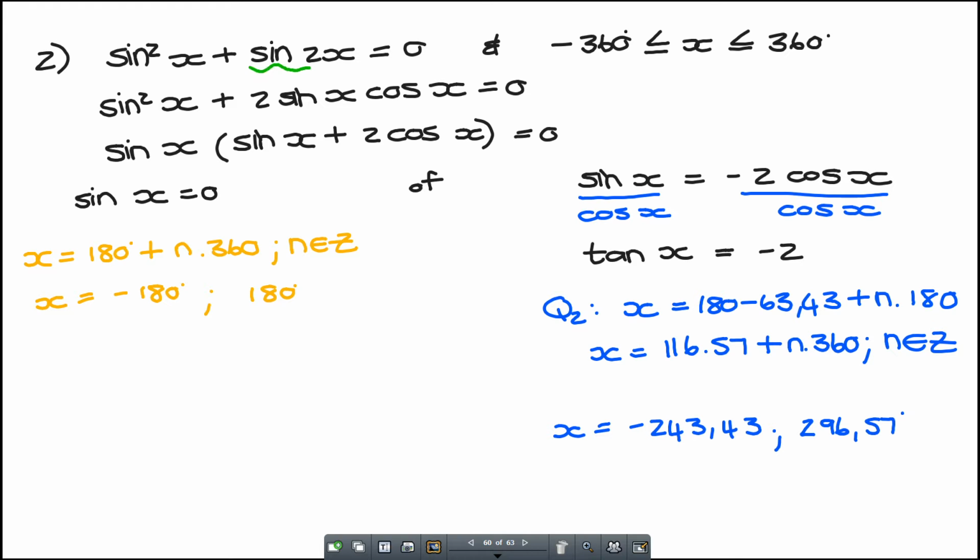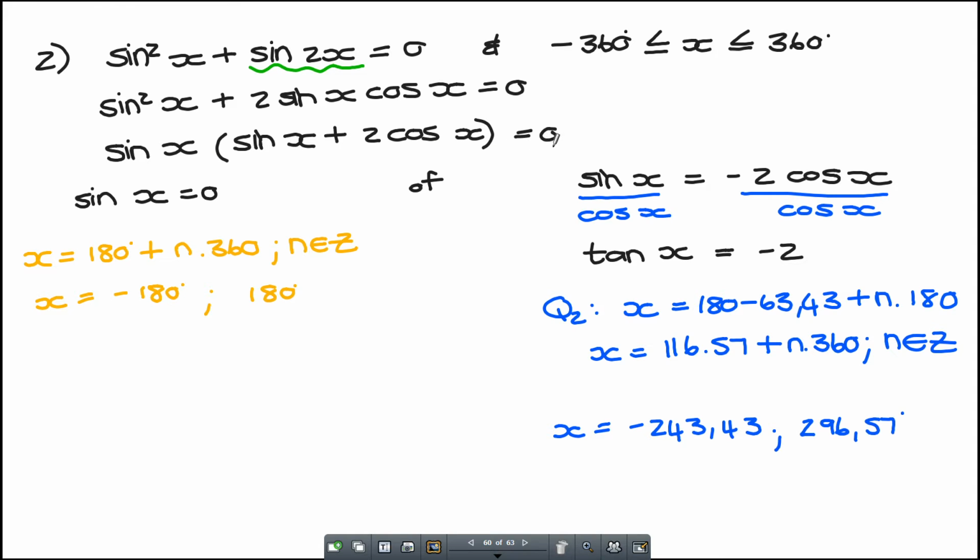The sine 2x, that identity, I made 2 sine x cos x. Do you guys see that? And then, both of these two terms, I can see I can take out a common factor of sine x. So if I do that, I've got sine x plus 2 cos x.